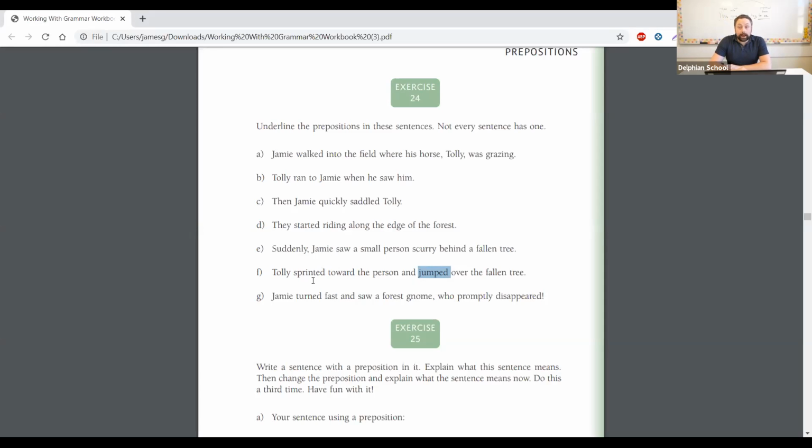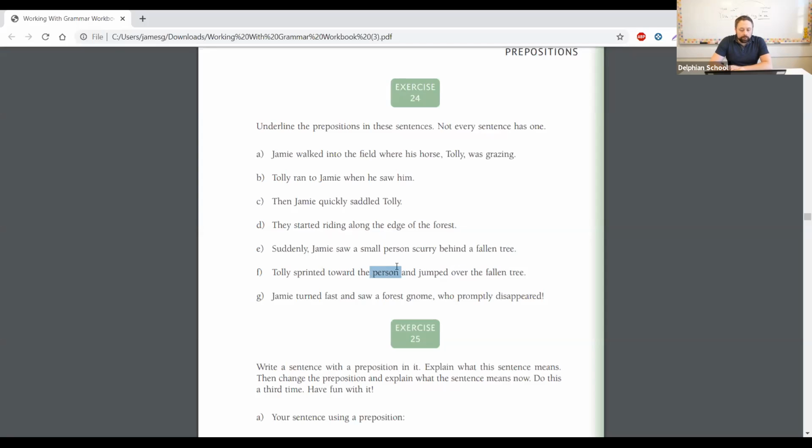So they add more. They add a prepositional phrase. They say Tolly sprinted toward the person and jumped over the fallen tree. Without those prepositional phrases there, you really don't know what they're trying to say. And with a slightly different prepositional phrase, that sentence could take on a completely different meaning. Because person here is a noun or pronoun. It's a noun in this case.